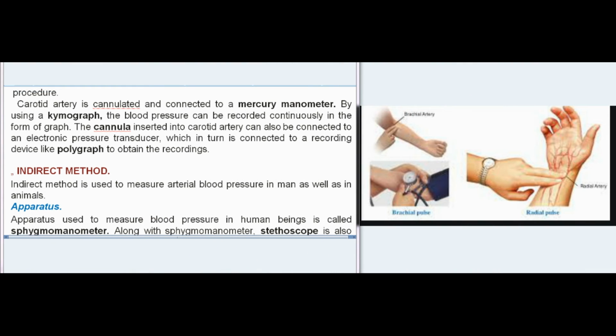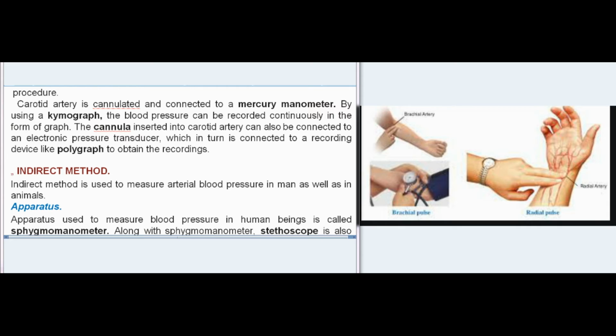Carotid artery is cannulated and connected to a mercury manometer. By using a kymograph, the blood pressure can be recorded continuously in the form of graph. The cannula inserted into carotid artery can also be connected to an electronic pressure transducer, which in turn is connected to a recording device like polygraph to obtain the recordings.